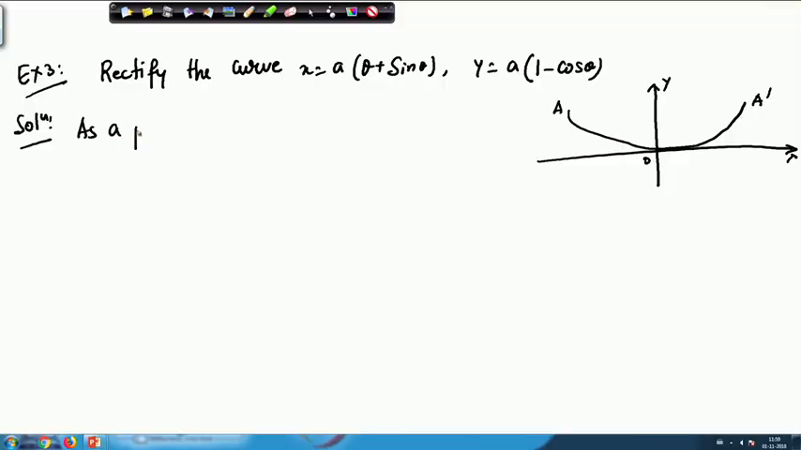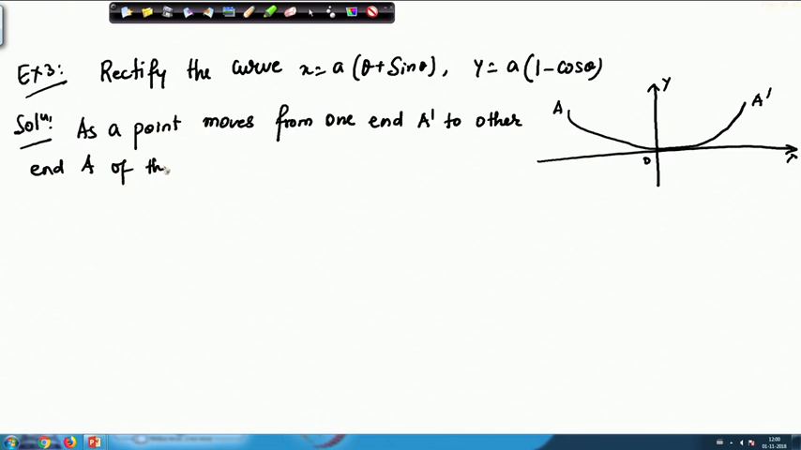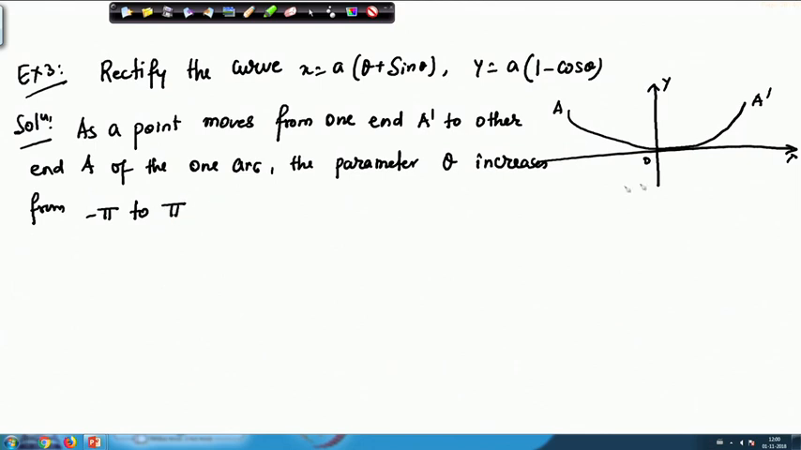All right. So as a point, let's say any point on this arc, moves from one end A dash to the other end A of the arc, the parameter theta increases basically from minus pi to plus pi, of course. So it will increase from minus pi to plus pi, yes.